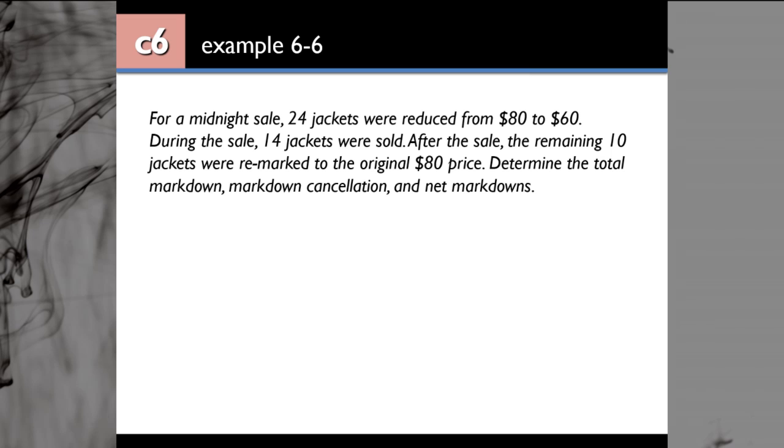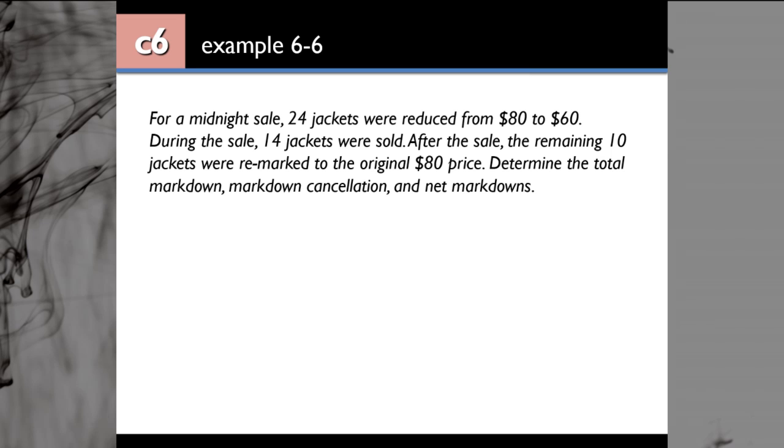For a midnight sale, 24 jackets were reduced from $80 to $60. During the sale, 14 jackets were sold. After the sale, the remaining 10 jackets were remarked to the original $80 price. Determine the total markdown, markdown cancellation, and net markdown. This gives you the idea that you have a markdown, but at the same time you had a markdown cancellation. Because it asks you to calculate the total markdown, markdown cancellation, and net markdown, you can start by calculating the total markdown.